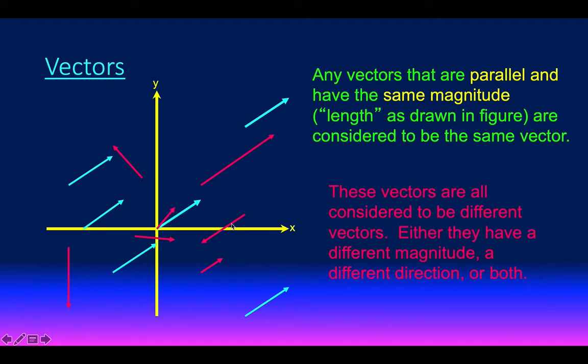Even though the vectors at first might look like they're pointing in the same direction, I notice this arrow is in the positive x and positive y direction. This arrow is in the negative x and negative y direction. So these vectors would be considered anti-parallel. And vectors like these here have both a different magnitude and a different direction.